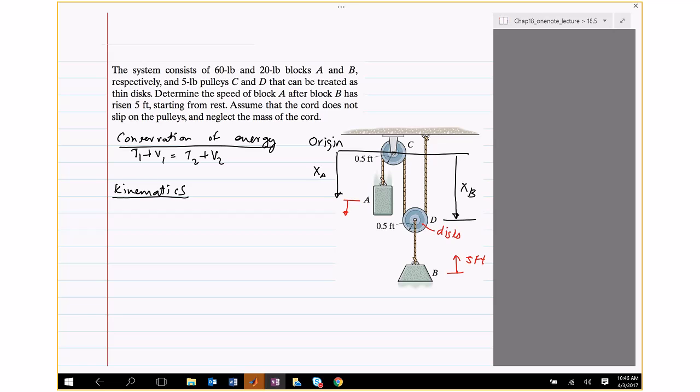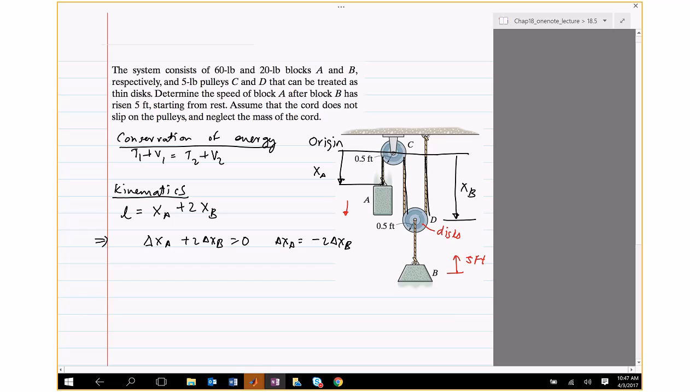Given that, I can find the length of the cable which wraps around pulleys C and D as XA plus this length plus this length, plus twice XB, which is a constant. The length of the cable is constant. If we differentiate that, we get the displacement of A plus twice the displacement of B is equal to 0. In other words, delta XA is minus 2 delta XB.